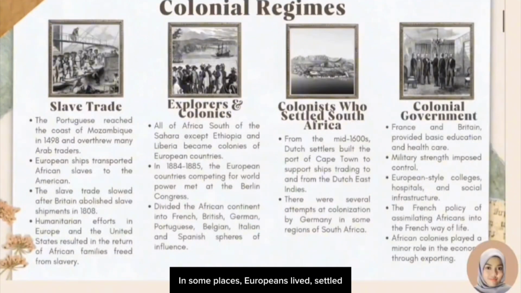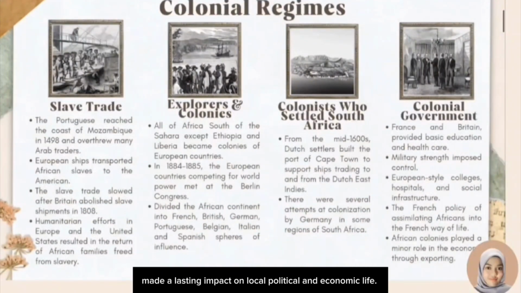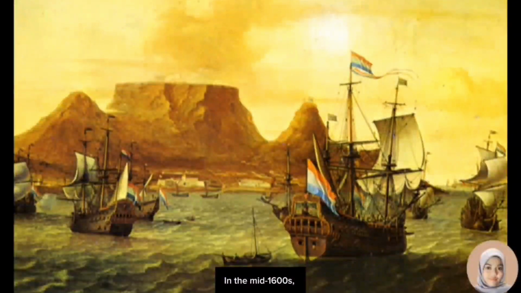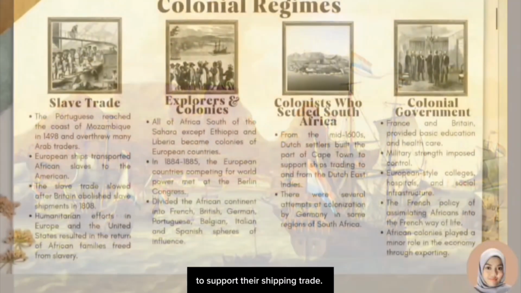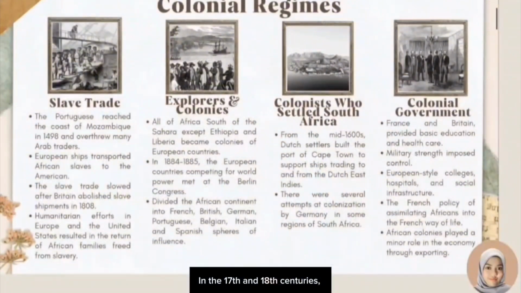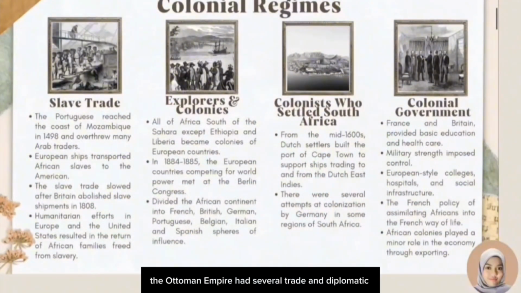In some places, Europeans lived, settled, and made a lasting impact on local political and economic life. But apart from Europe, some other colonies settled in South Africa. In the mid-1600s, Dutch settlers owned the port of Cape Town to support their shipping trade. In the 17th and 18th centuries, the Ottoman Empire had similar trade and diplomatic relations with the tribes in the coastal region of South Africa. However, their influence was not as strong as other European colonies.